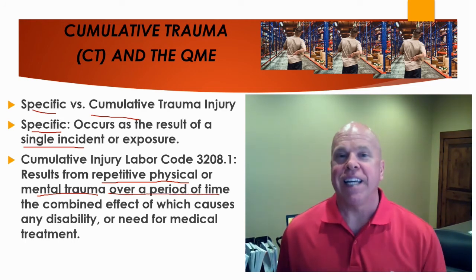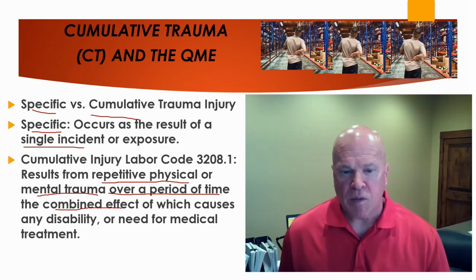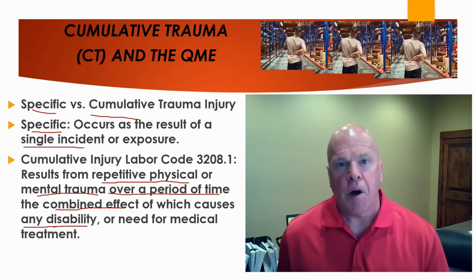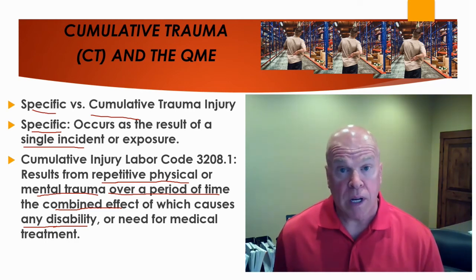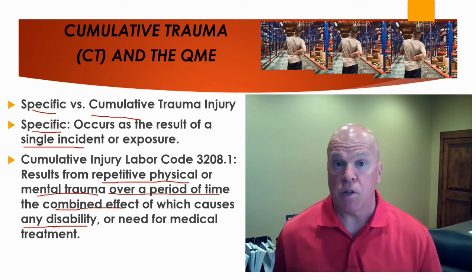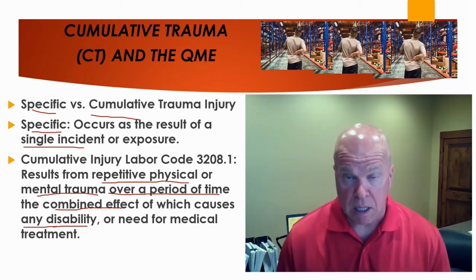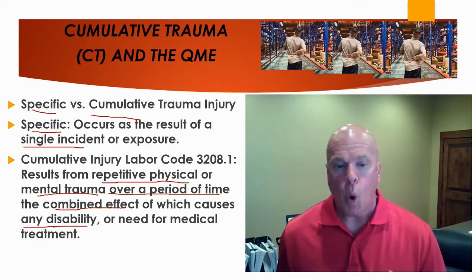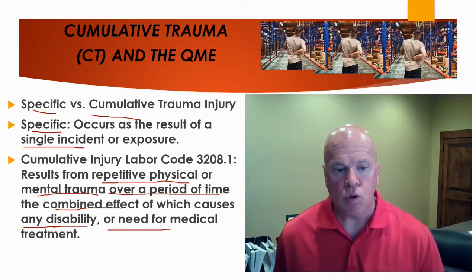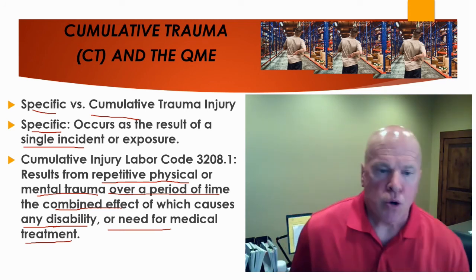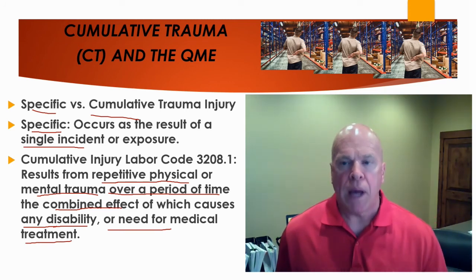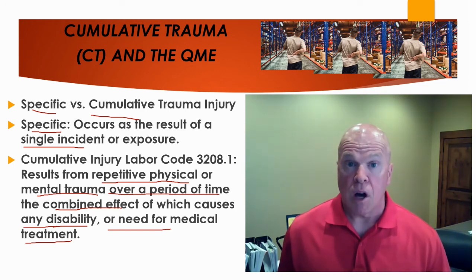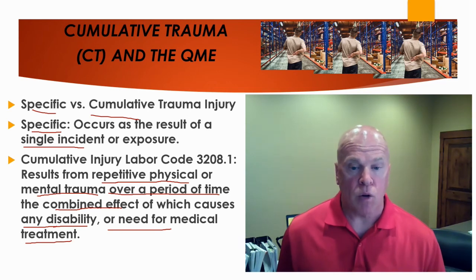Critically, the combined effect of which causes disability, any disability, from a minor work restriction all the way to total temporary disability. In other words, any form of temporary partial disability all the way to temporary total disability, or need for medical treatment. So with a cumulative trauma injury, it's due to repetitive trauma over time, which eventually causes disability and or need for medical treatment.